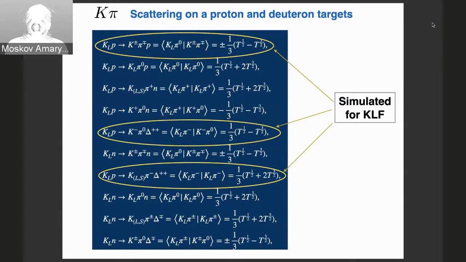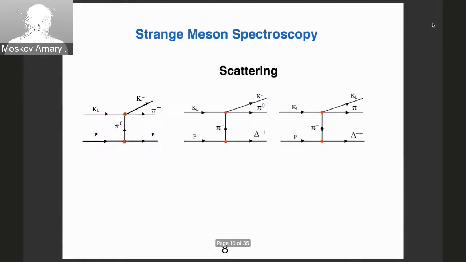So we have chosen 3 reactions to simulate, K plus pi minus, which was also reported at PAC 47. In this update, there was a lot of discussion about how well we can go to low t in order to be close to the pion pole, to fulfill the requirement of elastic K-pion scattering. So I'm moving on to show you the Feynman diagrams which we have simulated.